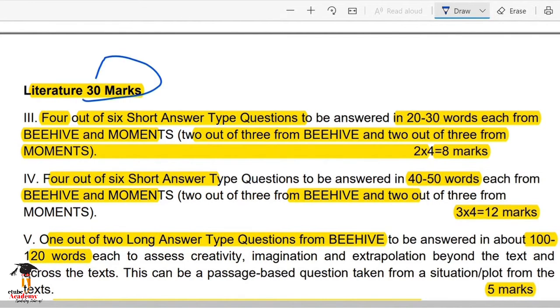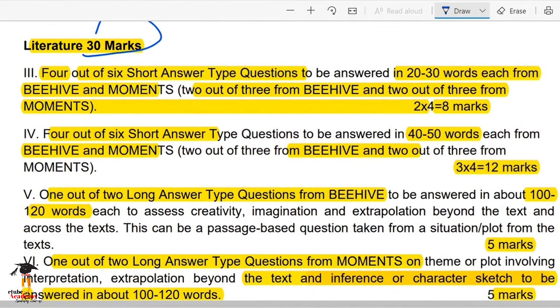So now let's talk about how many questions there are in the literature portion for 30 marks. The first question is that 4 out of 6 short questions will be given to you, to be answered in 20 to 30 words each, from Beehive and Moments. There is a clear instruction that 2 out of 3 questions from Beehive and 2 out of 3 from Moments will be given to you. Each question will carry 2 marks. Total 4 questions you have to attempt, so total 8 marks are there for this question.